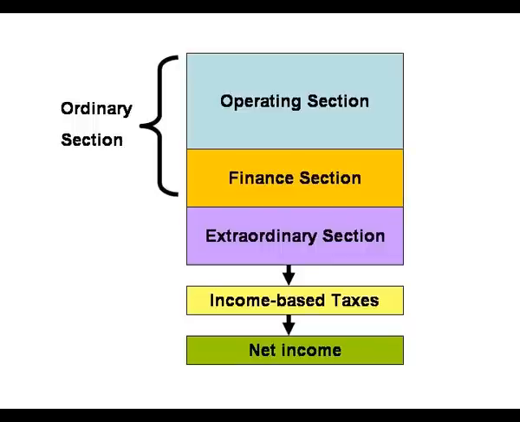Now, the ordinary section is further subdivided into the operating section, which, as I already said in class, is that section of the income statement which includes all the income and all the expenses that are generated in context of a company's main business activities. And then we also have a finance section, which includes any peripheral income, any extra income that is a result of depositing your money at a bank or taking a loan or investing in securities or something of the sort.